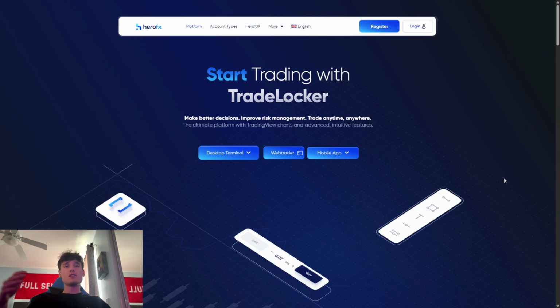Do keep in mind that it is an offshore broker, so they are not regulated by the US and they can pretty much do whatever they want. But HeroFX has been around for quite a while and I have used them in the past, so I do have some trust with them. But again, use it at your own discretion. And there's no fees, no monthly subscriptions, completely free. And it also comes with a broker.